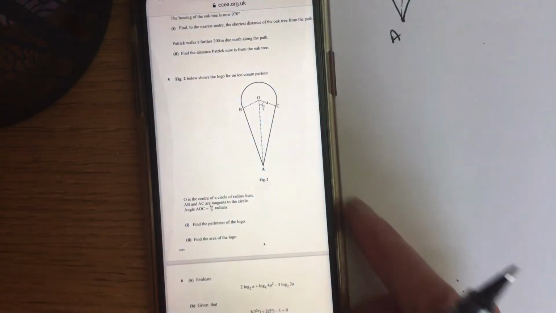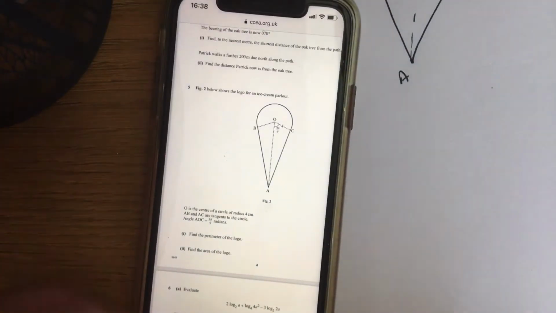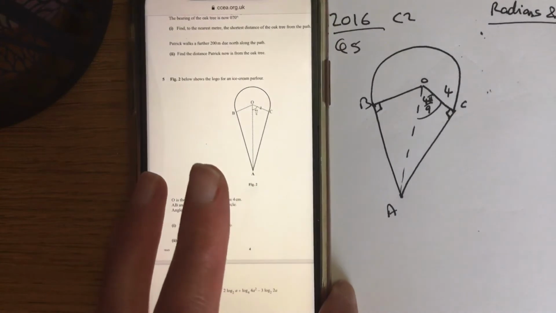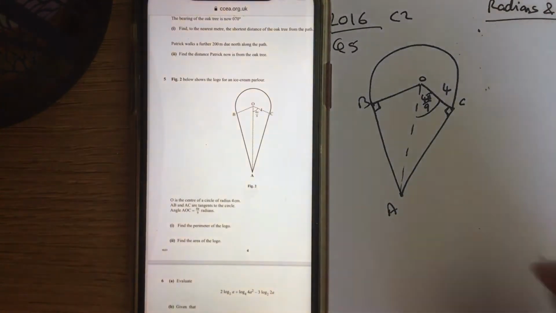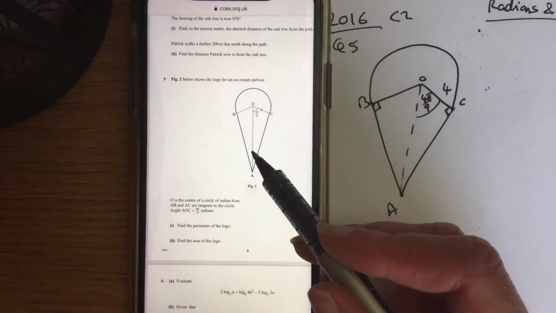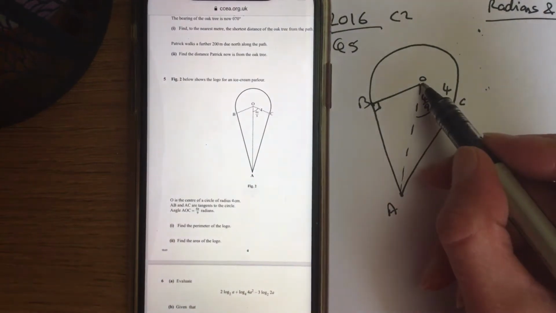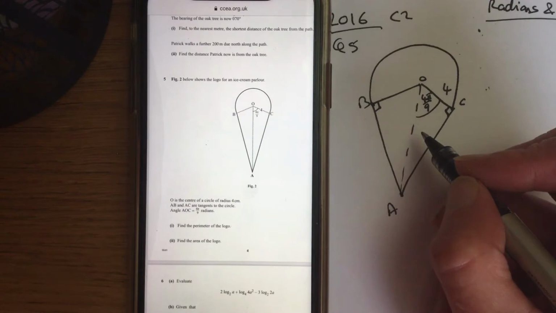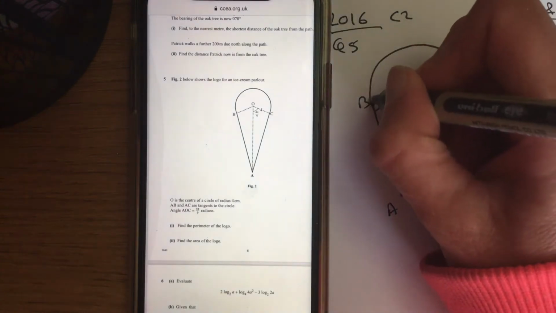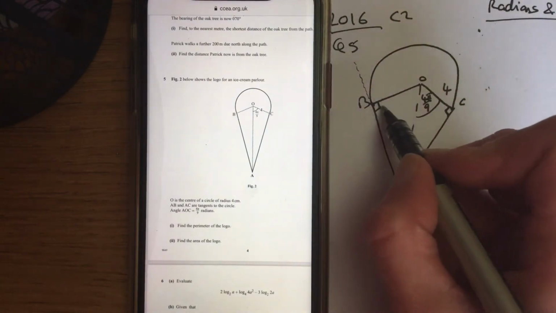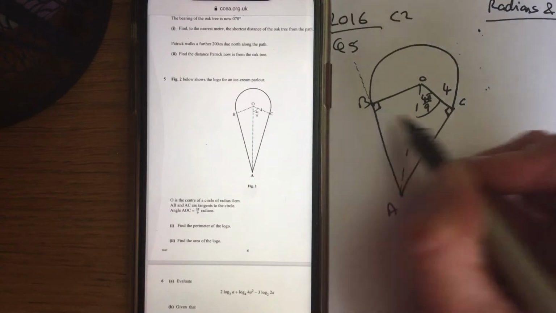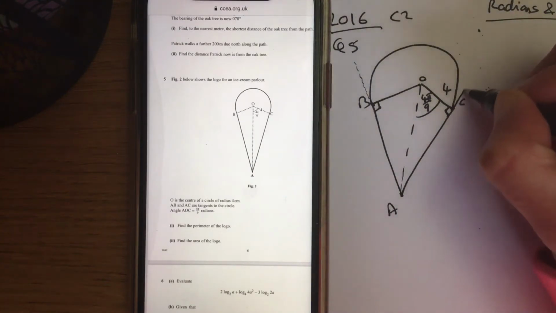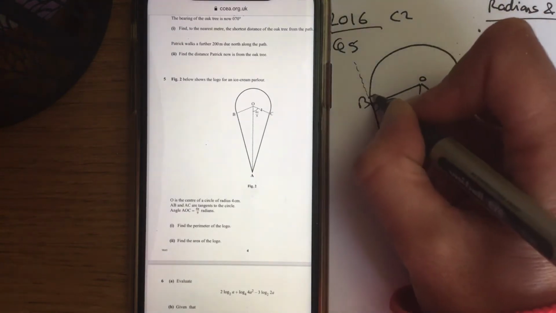Okay, then the next question we're going to look at is from 2016, the C2 paper, and it's question 5. The figure below shows a logo for an ice cream parlour. O is the centre of a circle. AB and AC are tangents. Now that is very important, because if you can imagine this line going on here, a tangent meets a radius at 90 degrees. So if you imagine that line is going on, those are 90 degree angles.